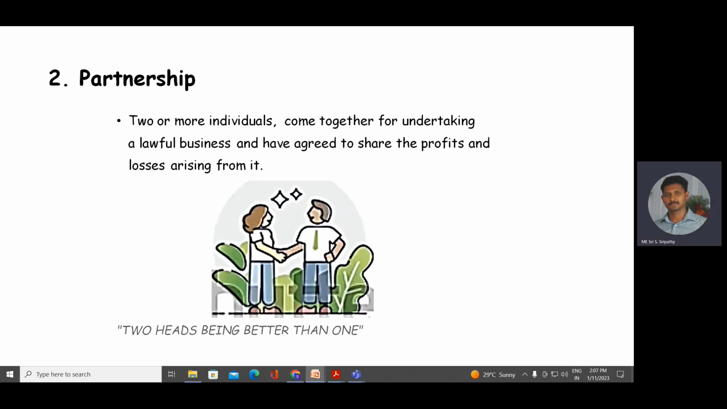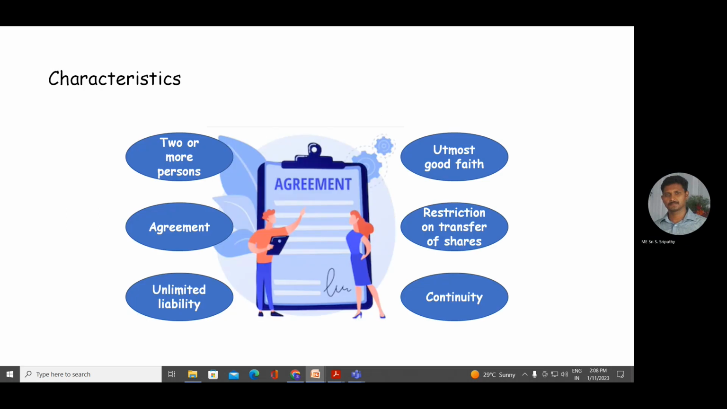Coming to the second type of business organization, it is partnership organization. Two or more individuals come together for undertaking a lawful business and have agreed to share the profits and losses arising from it. As we say, two heads are better than one. The characteristics come like this.